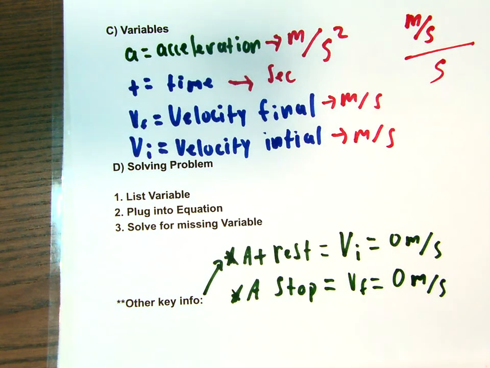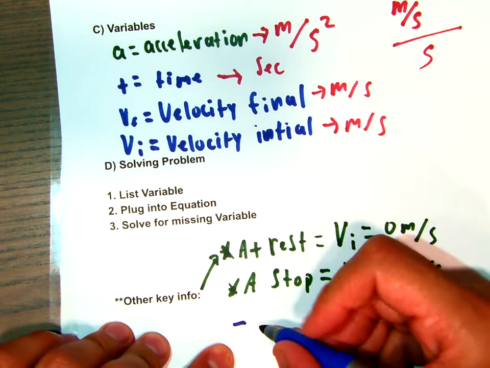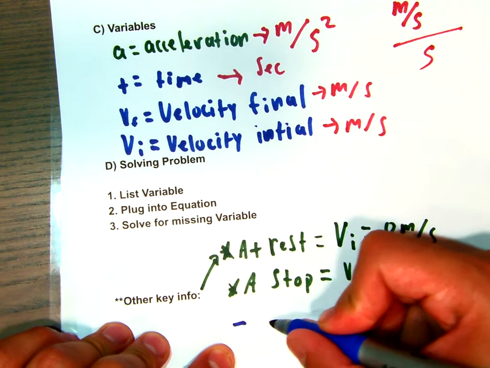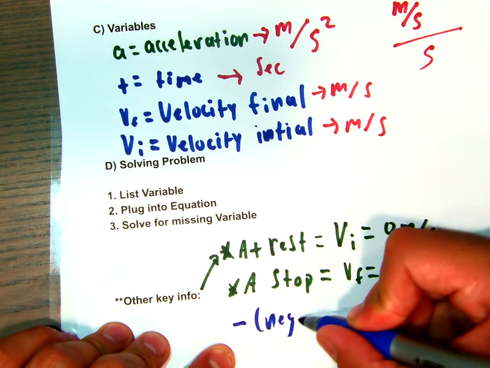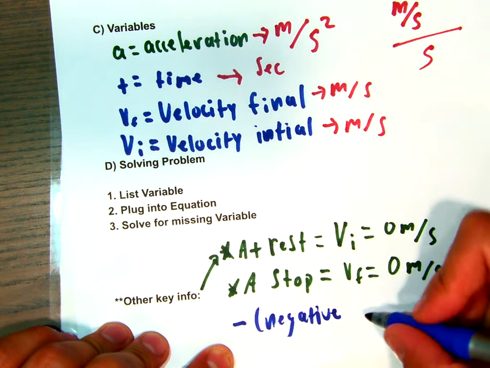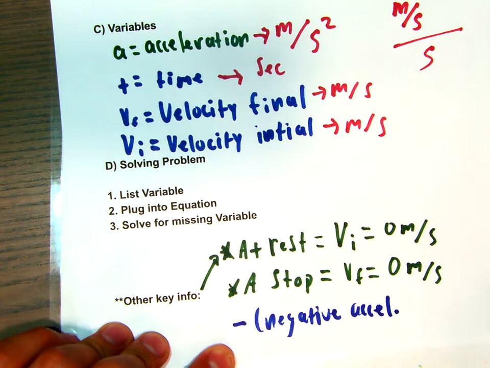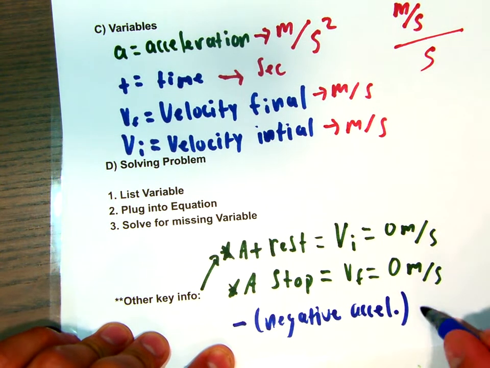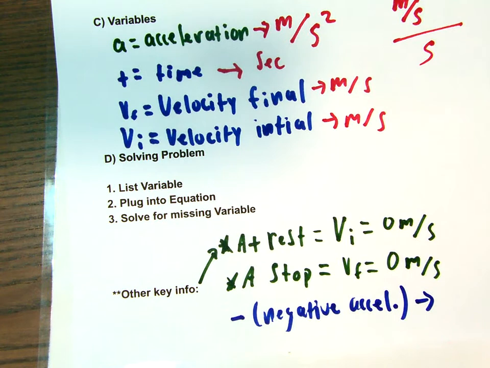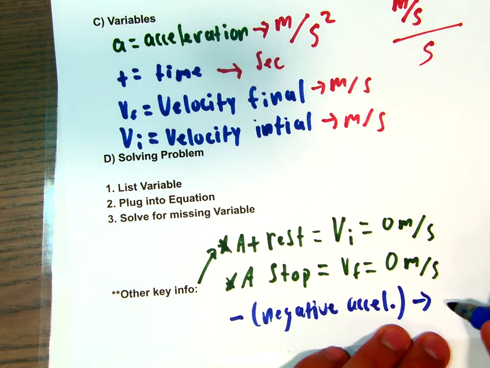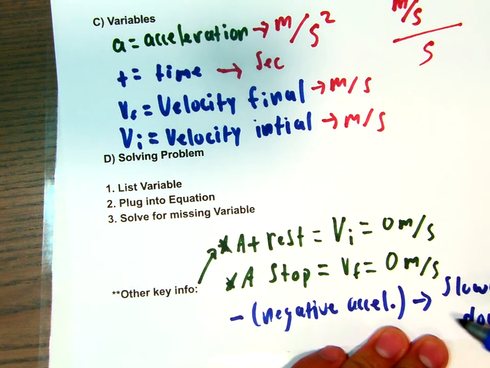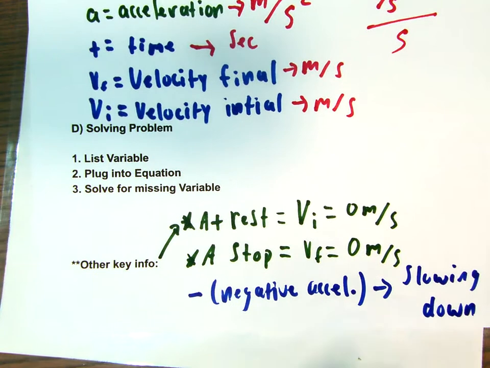Okay? And last of all, keep in mind there might be times when you get a negative acceleration. Okay? Just abbreviate. What does that mean? That just means if a positive means we're speeding up, a negative for acceleration means we are slowing down. Okay? So just keep in mind that it is possible to get a negative number.